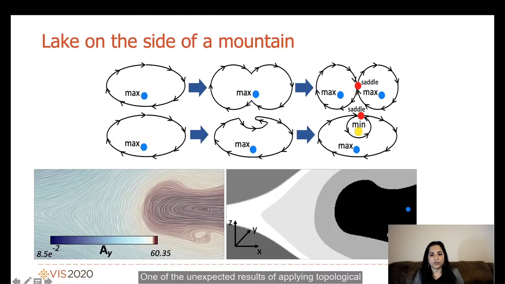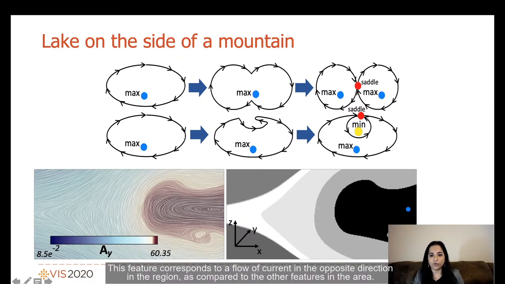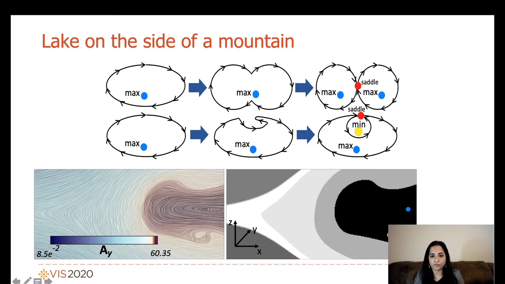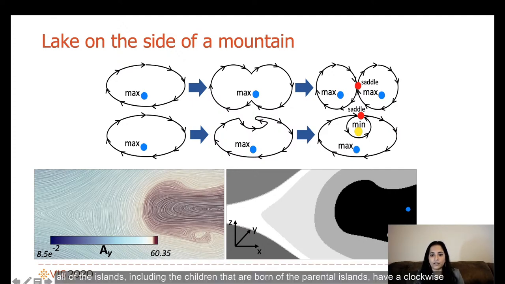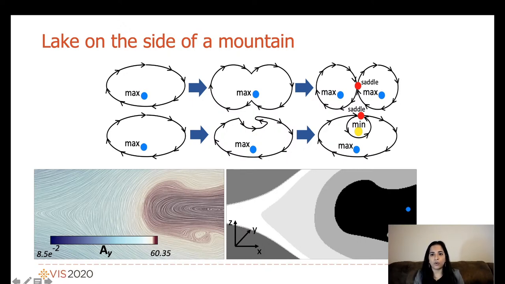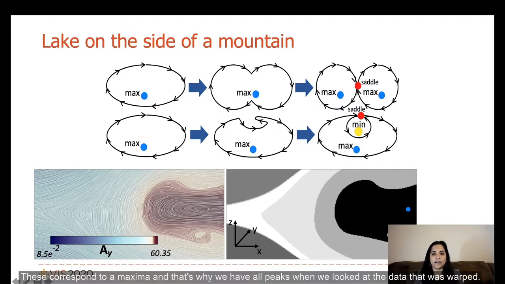One of the unexpected results of applying topological analysis to plasma was the discovery of a minima in the midst of the simulation. This feature corresponds to a flow of current in the opposite direction in the region as compared to the other features in the area. For example, as seen in the illustration on the top, all of the islands, including the children that are born of the parental islands, have a clockwise magnetic field orientation. These correspond to a maxima, and that's why we have all peaks when we looked at the data that was warped.